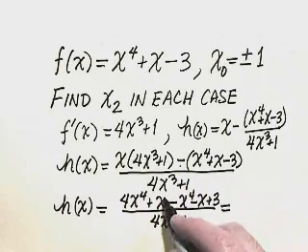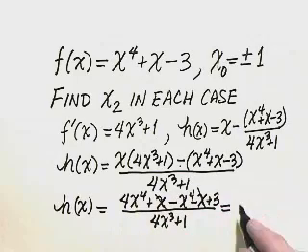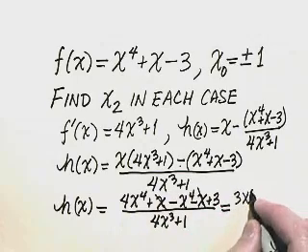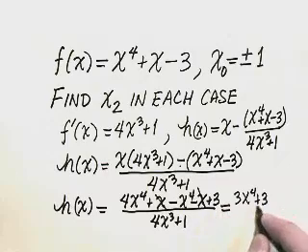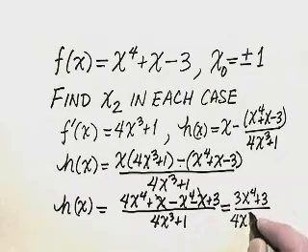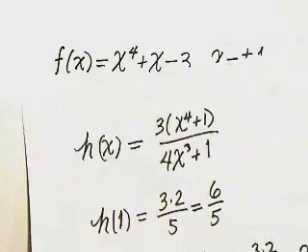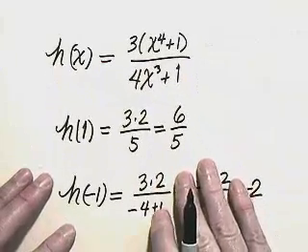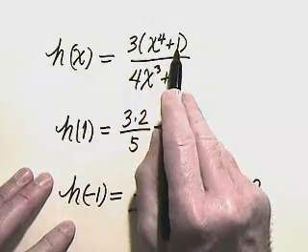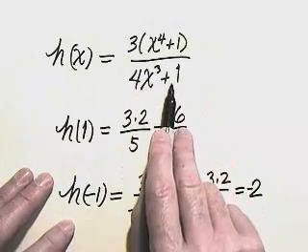So now we can see our x's are canceling out. 4x to the fourth minus x to the fourth is 3x to the fourth plus 3. So our numerator is simplified considerably. It's just 3x to the fourth plus 3, and our denominator is 4x cubed plus 1. And so that's the function that we're going to be dealing with. H of x, 3 times the quantity x to the fourth plus 1. I just factored out the 3 in the numerator, divided by 4x cubed plus 1.